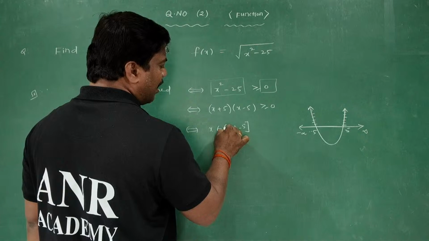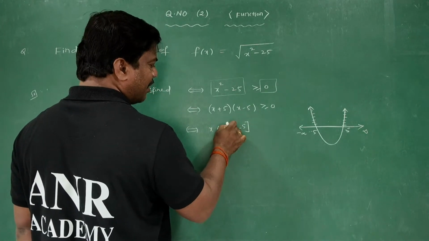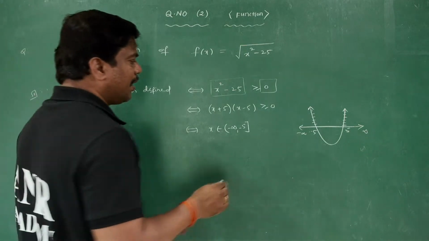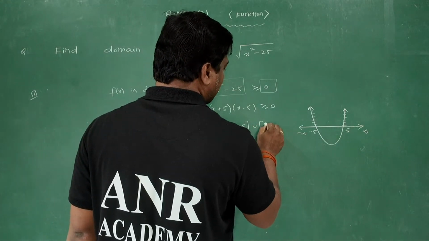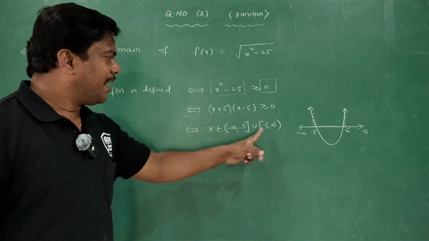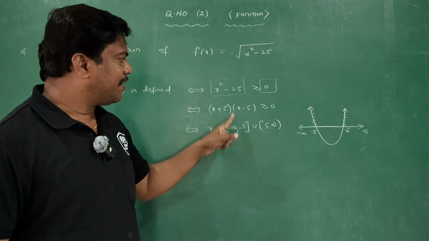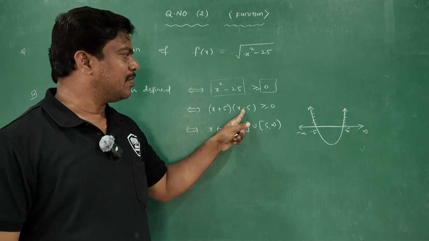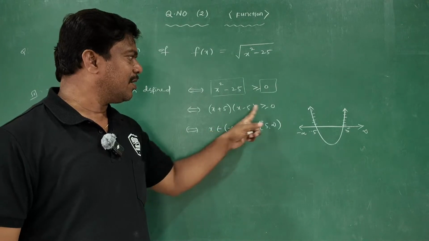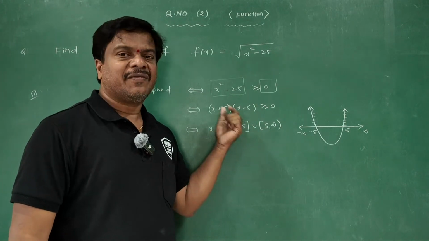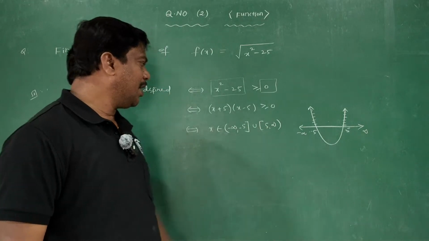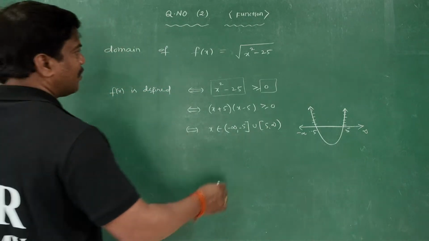So you have to put a closed bracket. And for infinite and for minus infinite, always you have to put an open bracket, remember. And union, next another one, 5 to infinite. 5 and minus 5 are included. Why? Because when you write 5, it becomes 0, so equality holds. By writing x value minus 5, again it is 0. Equality holds. So for equality you have to put closed brackets. This is the domain of the function.